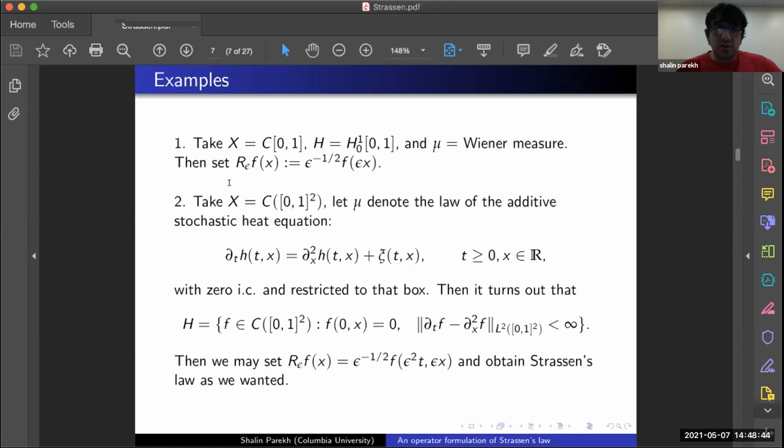Another example is the one we wanted to do earlier, which is the additive noise stochastic heat equation. That can be viewed as a Gaussian measure on any compact box in space-time. I just took [0,1] squared for some reason. It turns out that the reproducing kernel space of that is functions that have the same initial data that you impose on the equation, and such that the L2 norm of the partial derivative in t minus the Laplacian of f is less than or equal to 1. Why? Because of the structure of the equation. The equation was this thing minus this thing equals white noise, and white noise has an L2 reproducing kernel structure. So you obtain Strassen's law where you get the unit ball with respect to that norm.